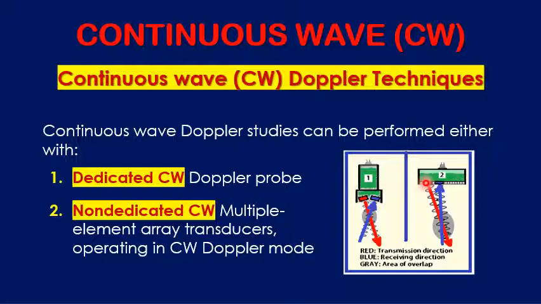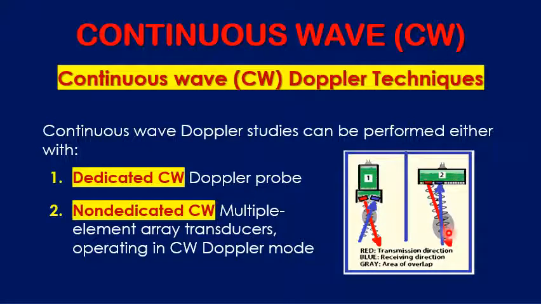We all know these probes, and they have a continuous wave application. What happens in these probes to act with the continuous wave is that two crystals or more are dedicated to transmit the continuous wave. So we have one or two crystals that continuously transmit the sound waves, and another one that is continuously receiving the waves. And again, there is an area of overlap here.